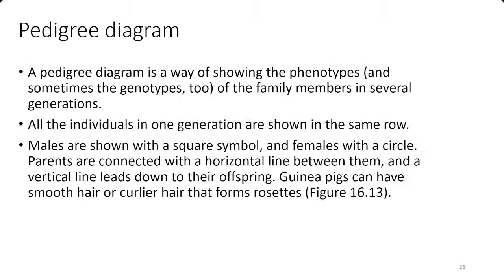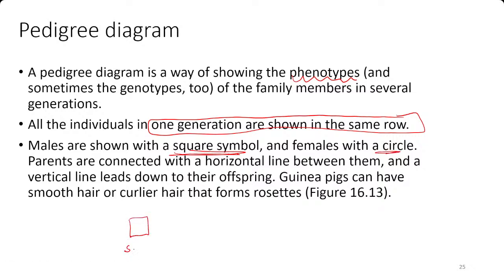Okay, pedigree diagram. Now, pedigree diagram is a way of showing the phenotype and sometimes the genotype of the family members in several generations. All the individuals in one generation are shown in the same row. This is really important. Males are shown with a square symbol and females with a circle. So squares are represented as males and circles are represented as females.